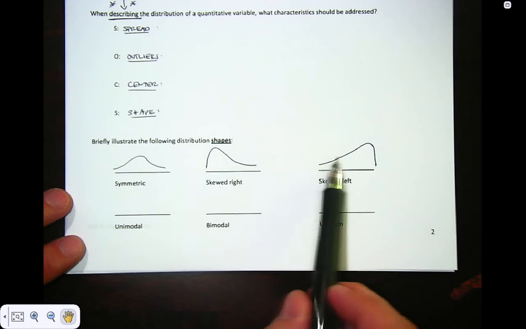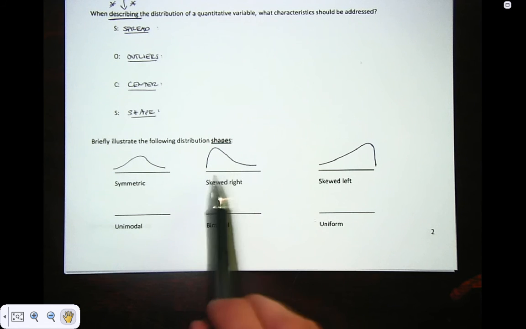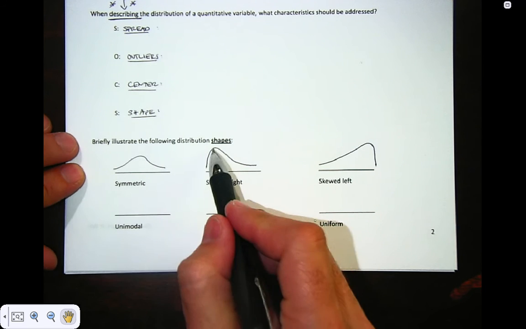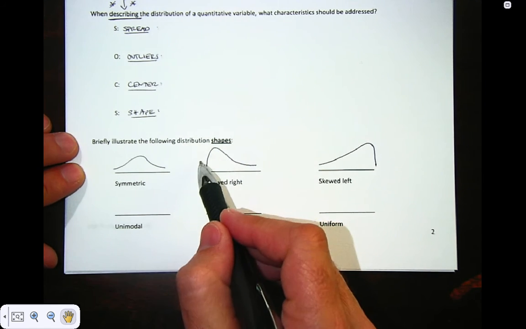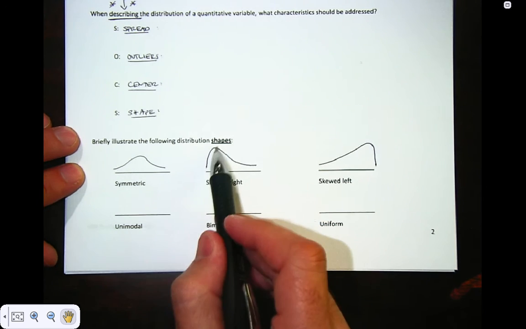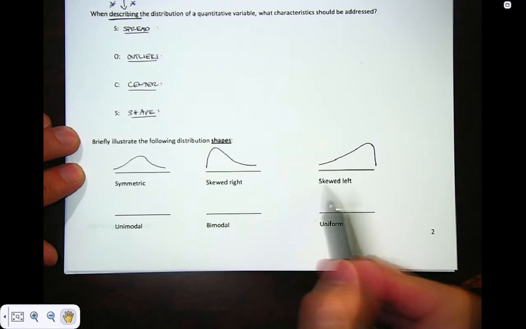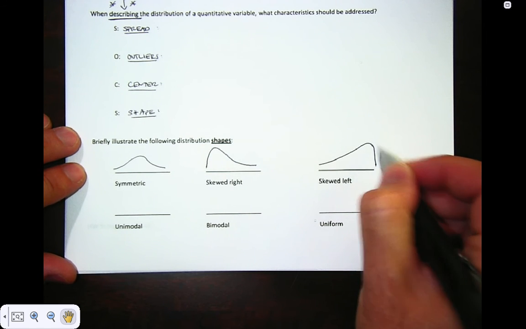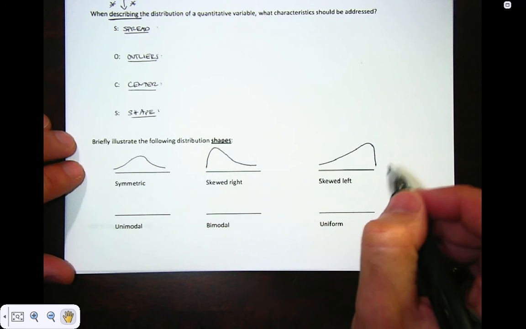Some people remember skewed kind of sounds like skied, you snow ski. You would not choose to ski to the left because you would die. You'd fall straight down a cliff. So you would choose to ski right. So skewed right would be this way. Skewed left, if you decide which way to ski down the mountain, you don't ski to the right, that's falling off a cliff. You ski to the left, so that's called skewed left.